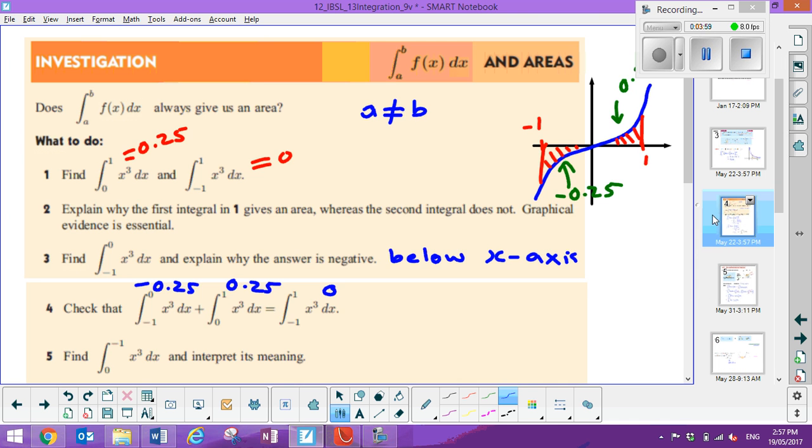This next one here is an investigation where it looks at that whole negative. So we worked through that.